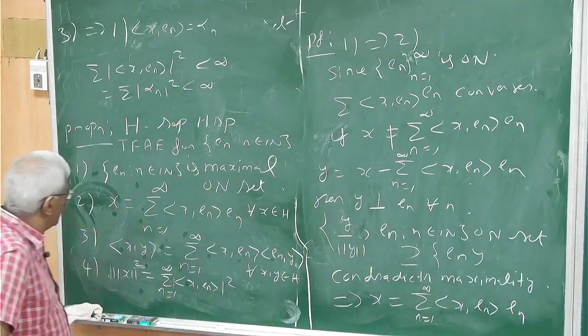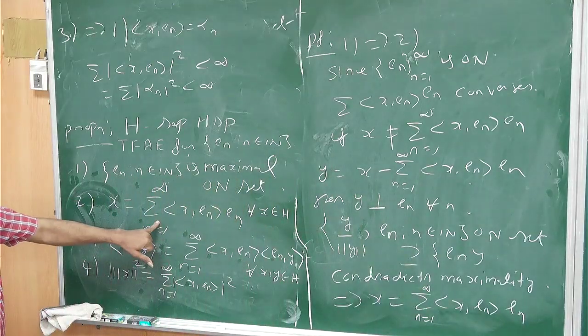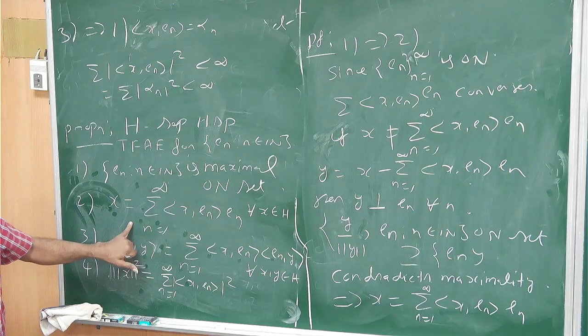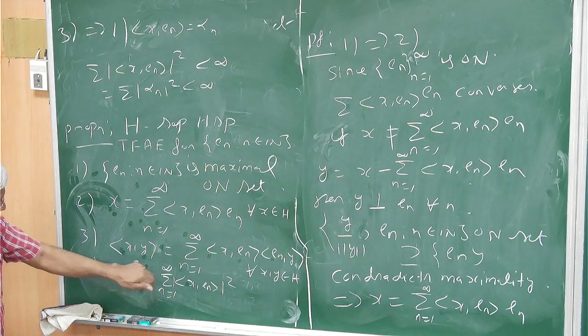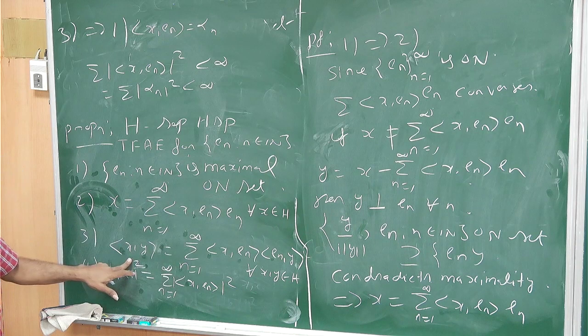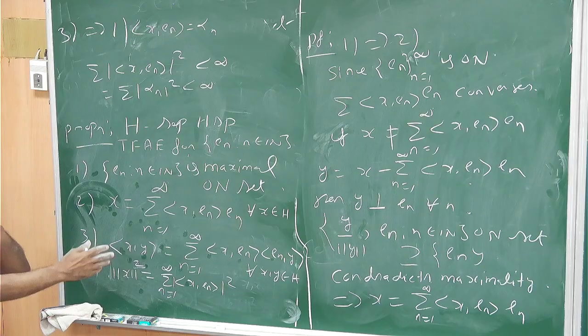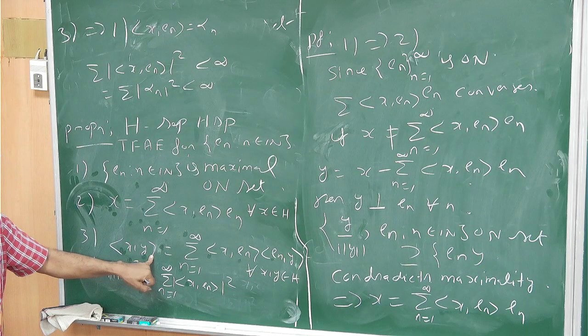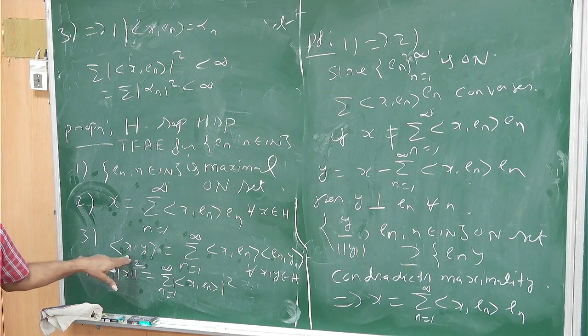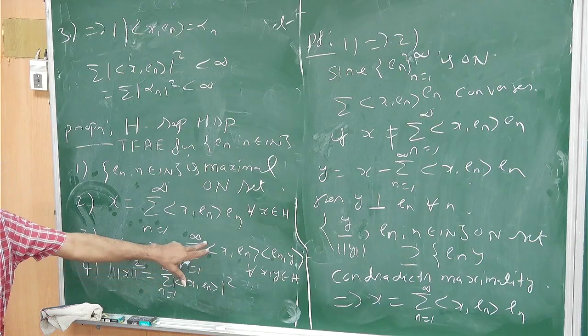The other statements follow: if you have this, you take the inner product of x and y and apply this expansion, with the sum over e_m. Only when n and m are equal will they pick up, otherwise it is 0, and that will be 1. It is precisely this.